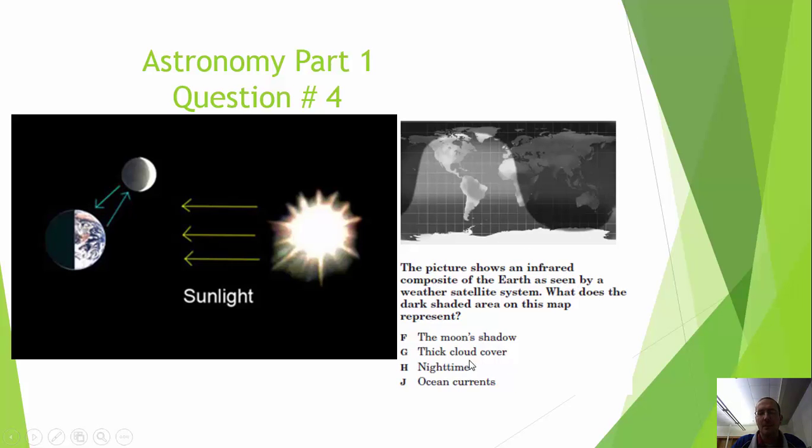Infrared composite. Nighttime. Nighttime seems like a possible decent answer. As you see, about 50% would be day and about 50% would be nighttime. Now let's look at the last one, J, ocean currents. Does this seem to have any information whatsoever that deals with ocean currents? If it were only dealing with ocean currents, we should expect that it's only over the ocean, not over giant land masses. Correct answer here is nighttime.